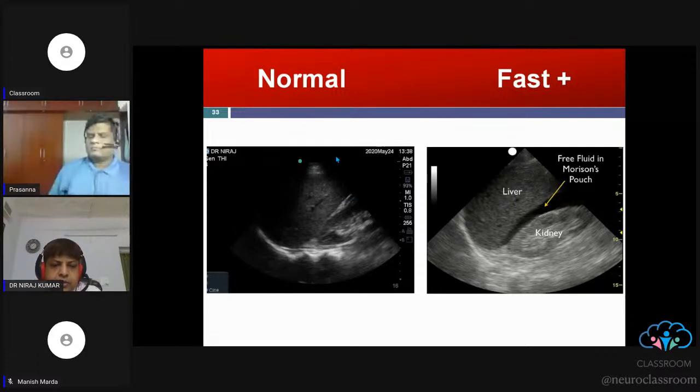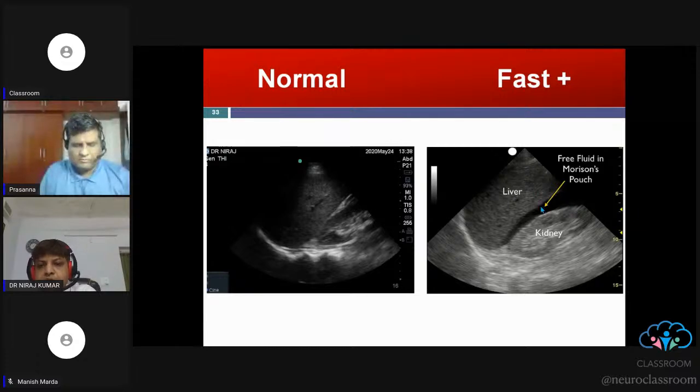So this is a normal examination. There is no fluid collection here, and just compare. This is abnormal. You can see in this patient there is abnormal fluid collection or abnormal hypoechoic area in the hepatorenal space or Morrison's pouch. So we have to declare this patient as a FAST positive examination.